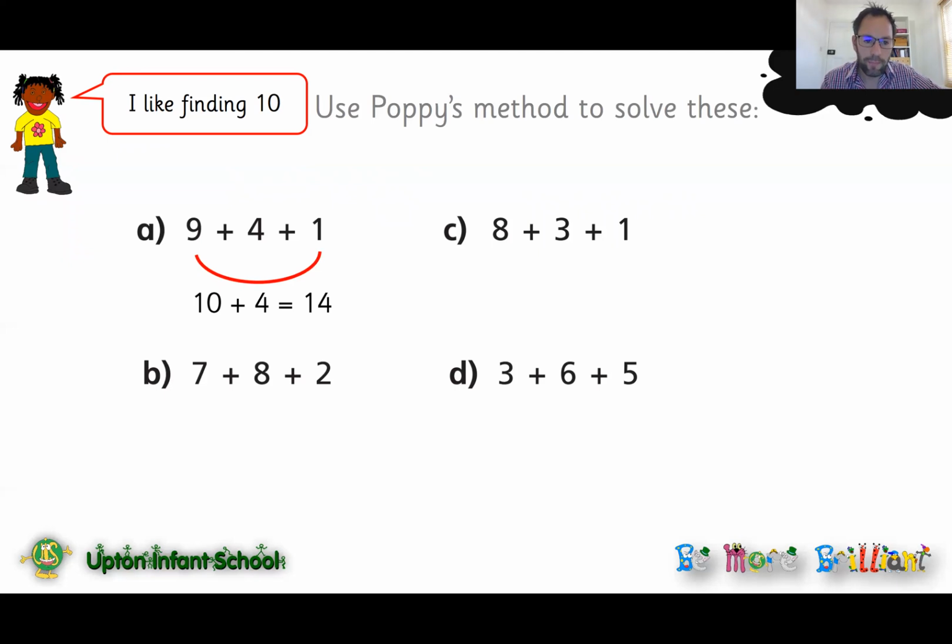Question B, where can we make 10? Oh, look, 8 and 2 makes 10. So 10 and 7 is 17.